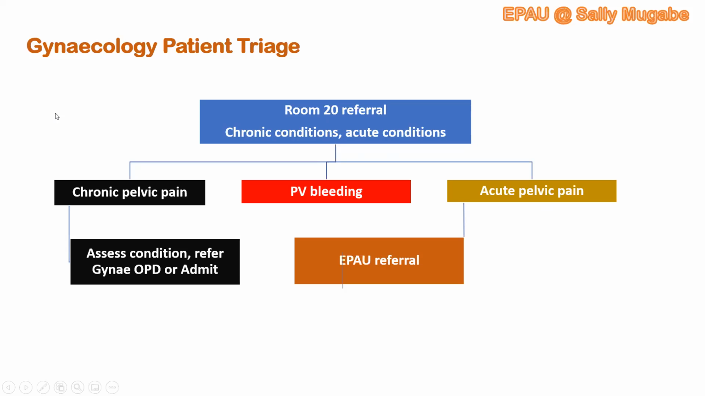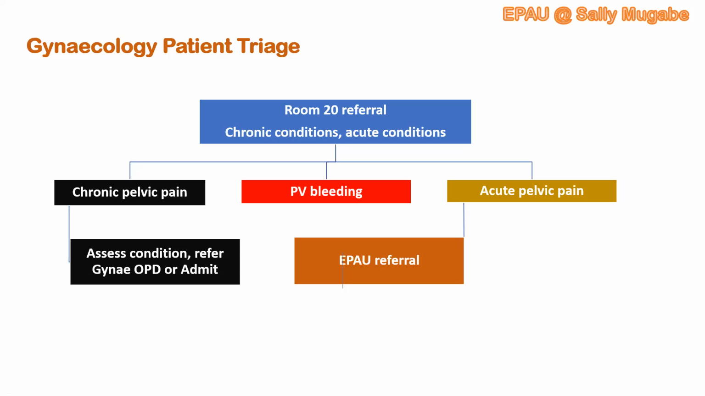Chronic presentation in most cases is chronic pelvic pain. Of course, there will be some women who may present with chronic PV loss or PV bleeding. There are women like this who will tell you that they have been bleeding for a very long time. These patients will be assessed by the cover team and they'll be referred. Of course, they'll be evaluated whether they need to be admitted, or referred, or reviewed in the gynecological outpatient department.